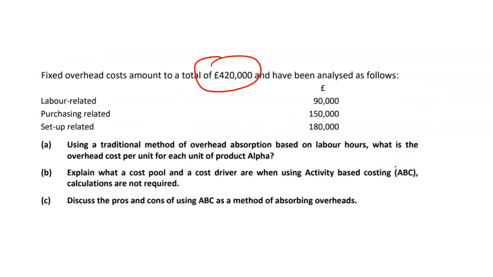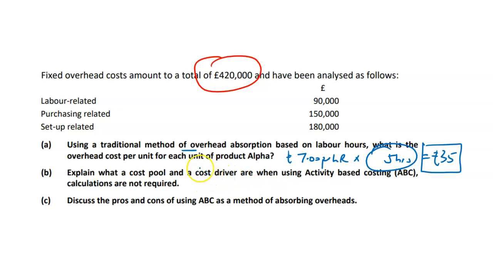So let's see what they want. That's what we've done. They said using traditional methods of overhead absorption, what is the overhead cost per unit? And that was £7 per hour times 5 hours, because you needed 5 hours to make 1 unit, right? And that ended up being 35 pounds, right? And that's all they really wanted. Strangely enough, they also wanted us to explain what a cost pool is.